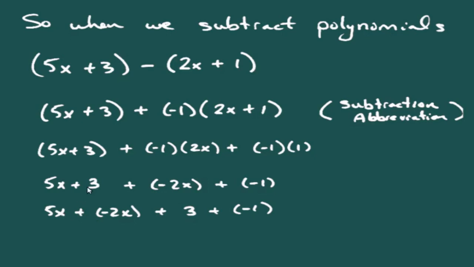So we're getting 5x plus the negative 2x. Well, 5 plus a negative 2 just gives us 3x. Then we've got a 3 plus a negative 1, which is going to give us a positive 2. So our final answer is just 3x plus 2.